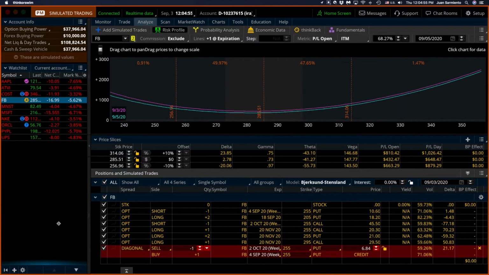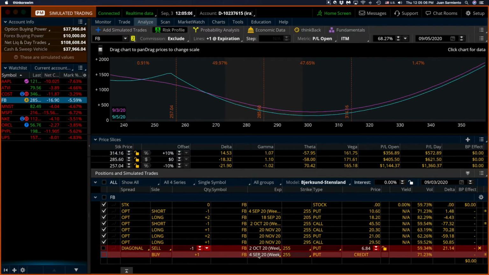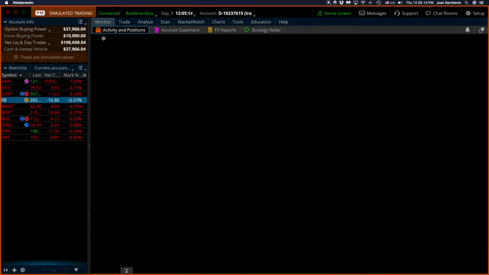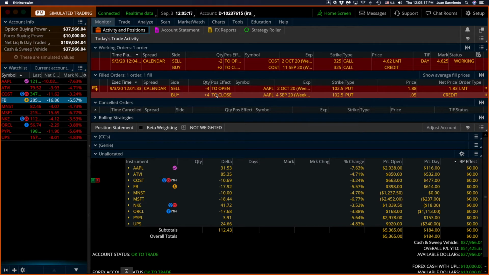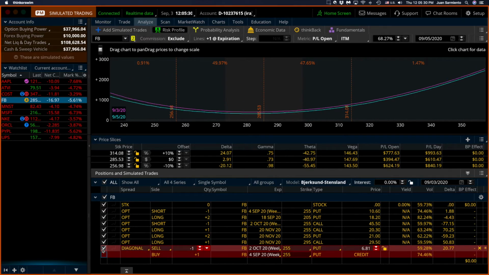Facebook. Okay, Facebook, I have this September the 4th at 2:55 that is expiring tomorrow. So I'm going to do the same thing I did with Apple, the rollover. Doing that will reduce my deltas. Right now it's 17, it becomes more neutral. So let's do that.